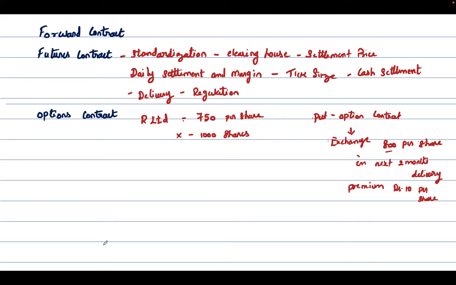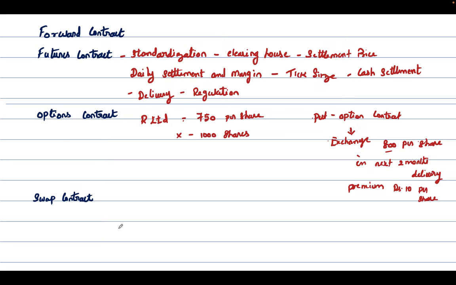Next is the swap contract. Swaps are one of the most popular derivative instruments in recent years all over the world. A swap is an agreement between two parties to exchange cash flows in the future.